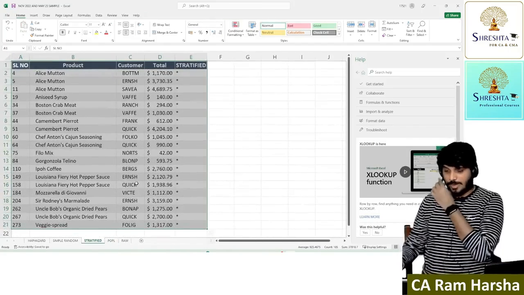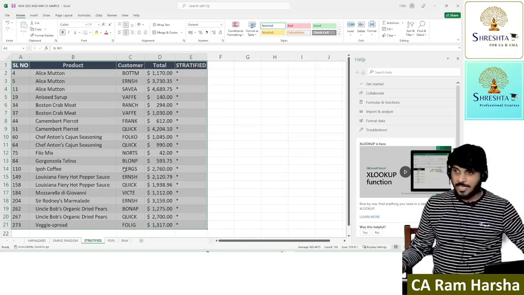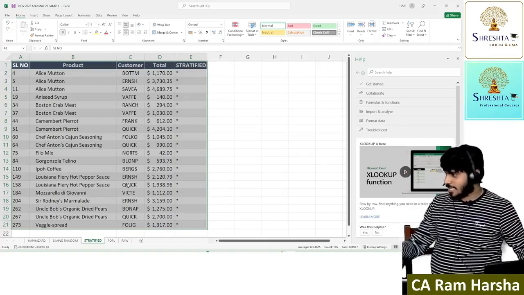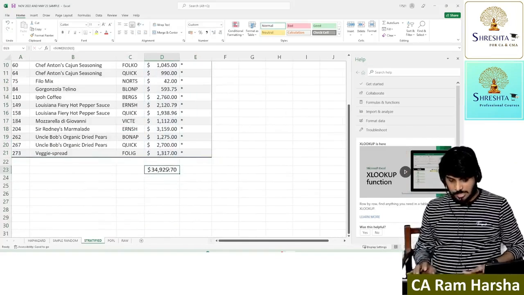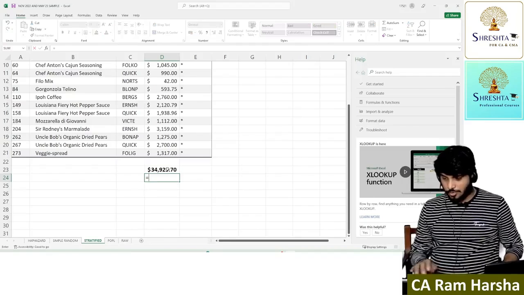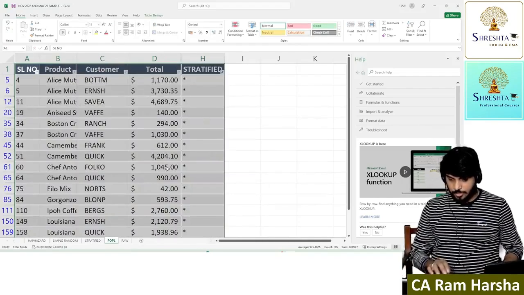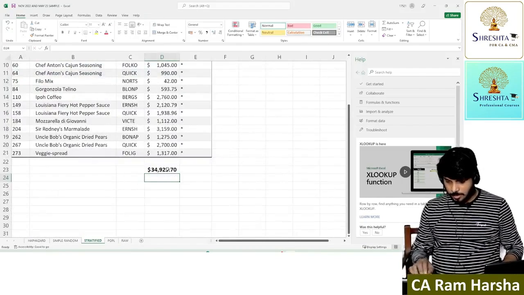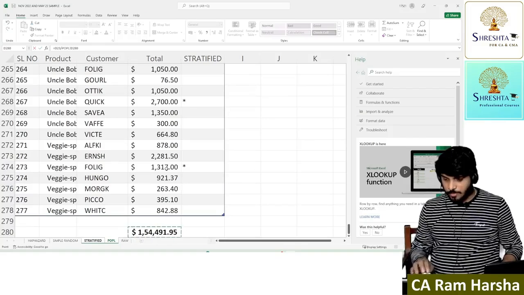Now, you see in my stratified sampling, small value items are selected, medium value items are selected, large value items are selected. Yes or no? Now you see the total: 34,000. Now you see the formula with the population. If I check with the population, approximately how much value did it gain?